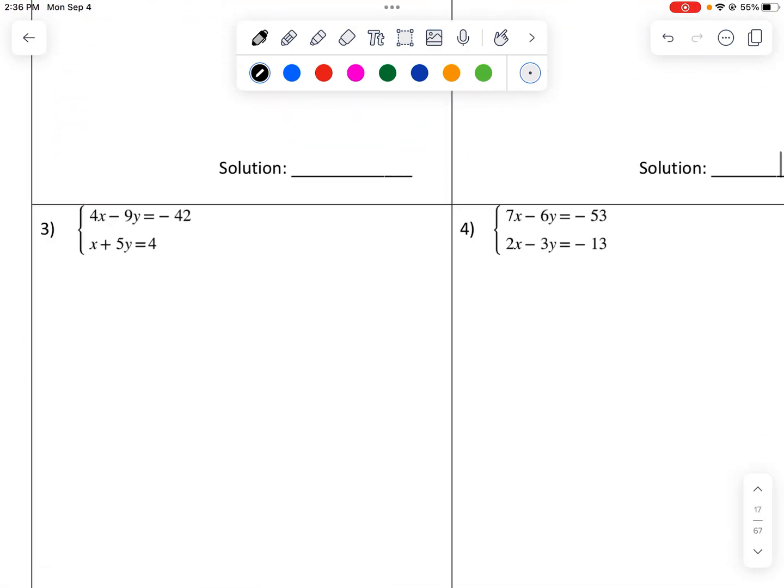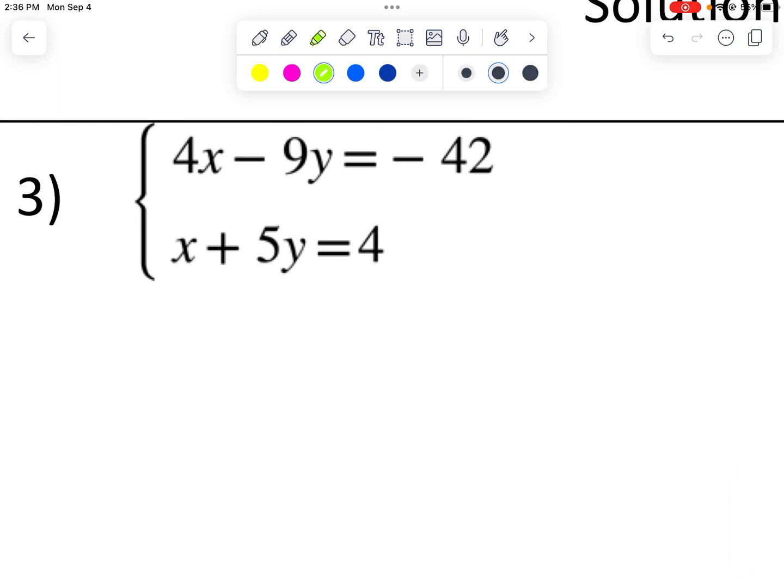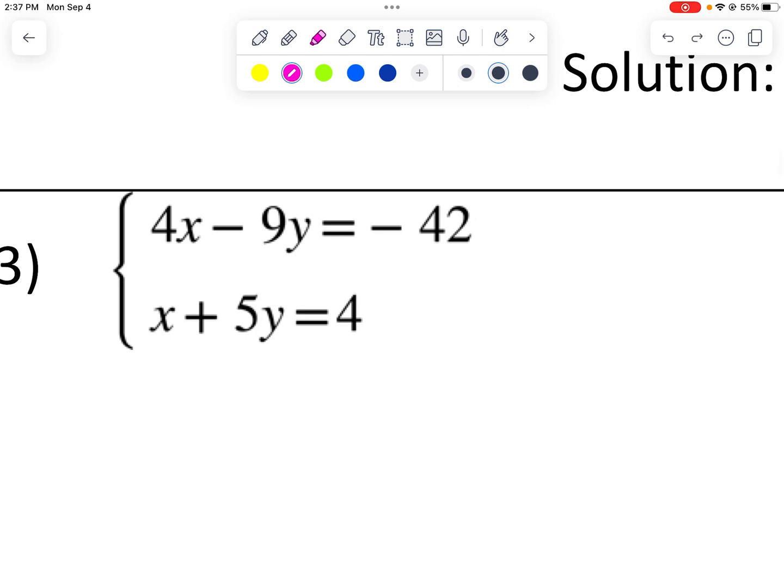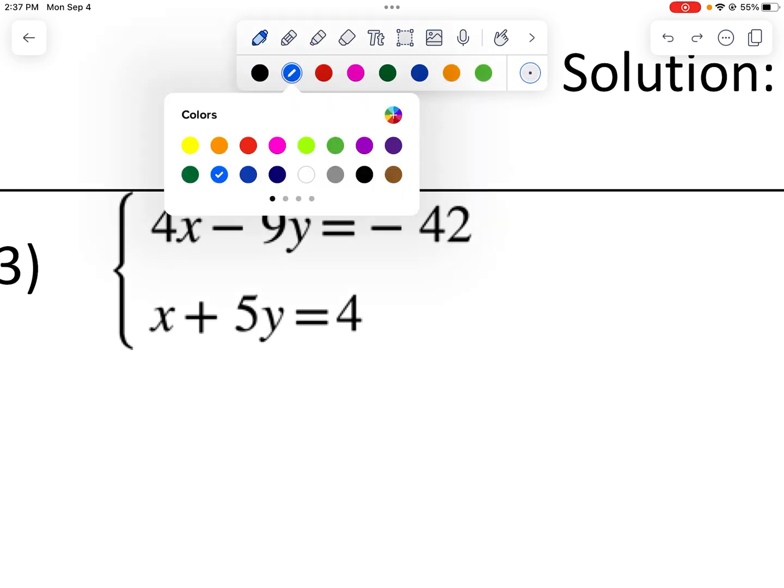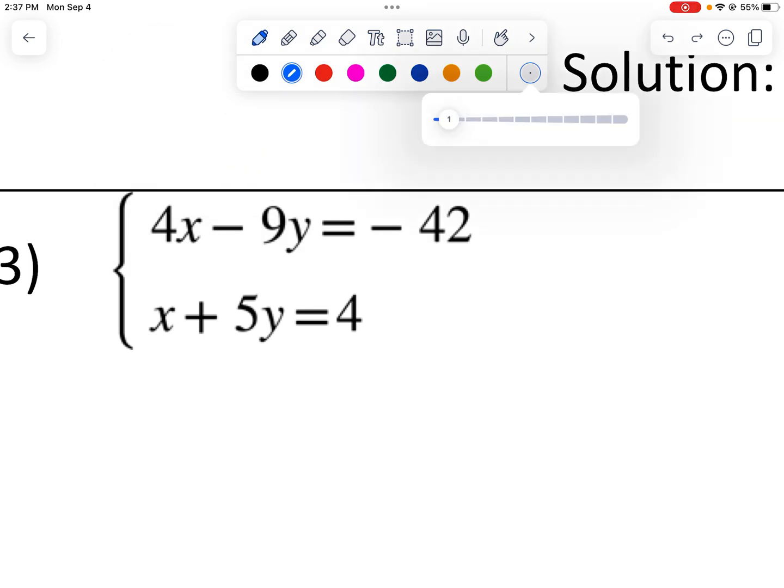All right. Next. Oh my goodness, this isn't quite as pretty. This isn't quite as pretty because if you add these together, they don't cancel. They would give you 5x. Darn it. Okay. If we add these two together, they do not cancel. So we have to do a little bit of math first because we need them to be opposites of each other. We need x's or y's to be opposites of each other. We need x's to be opposites. Or we need y's to be opposites of each other.